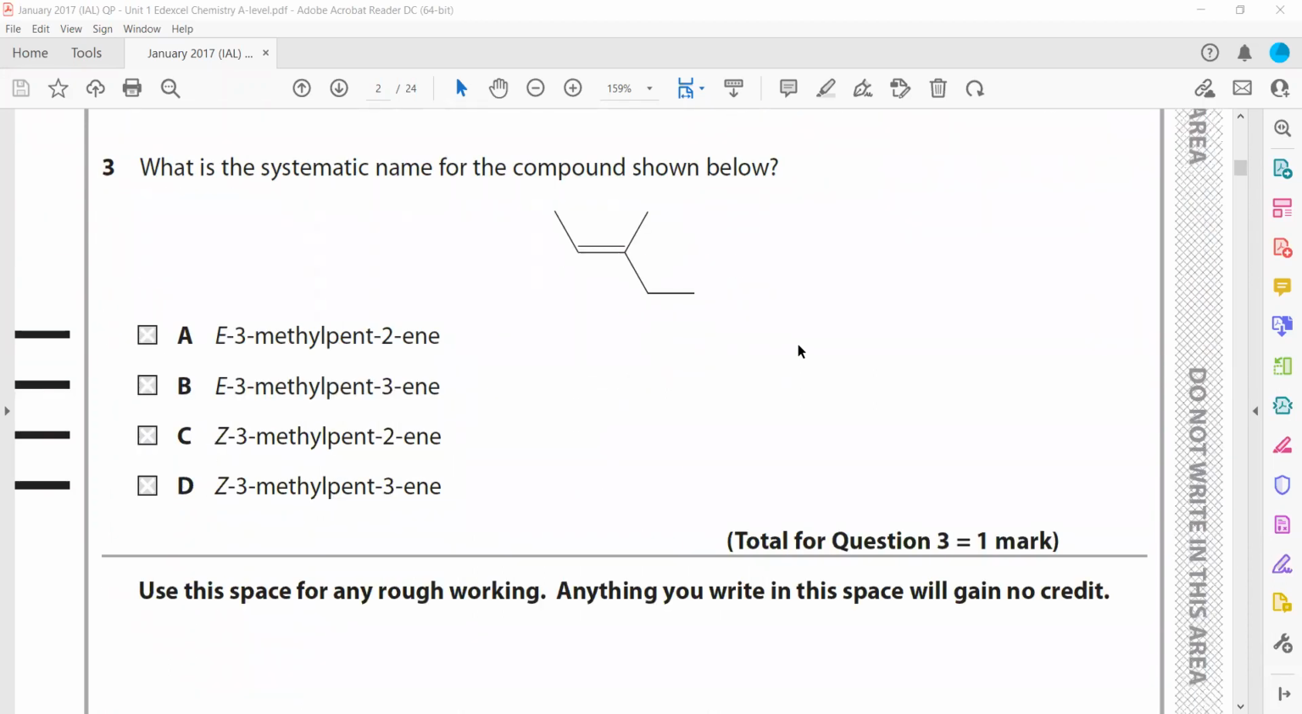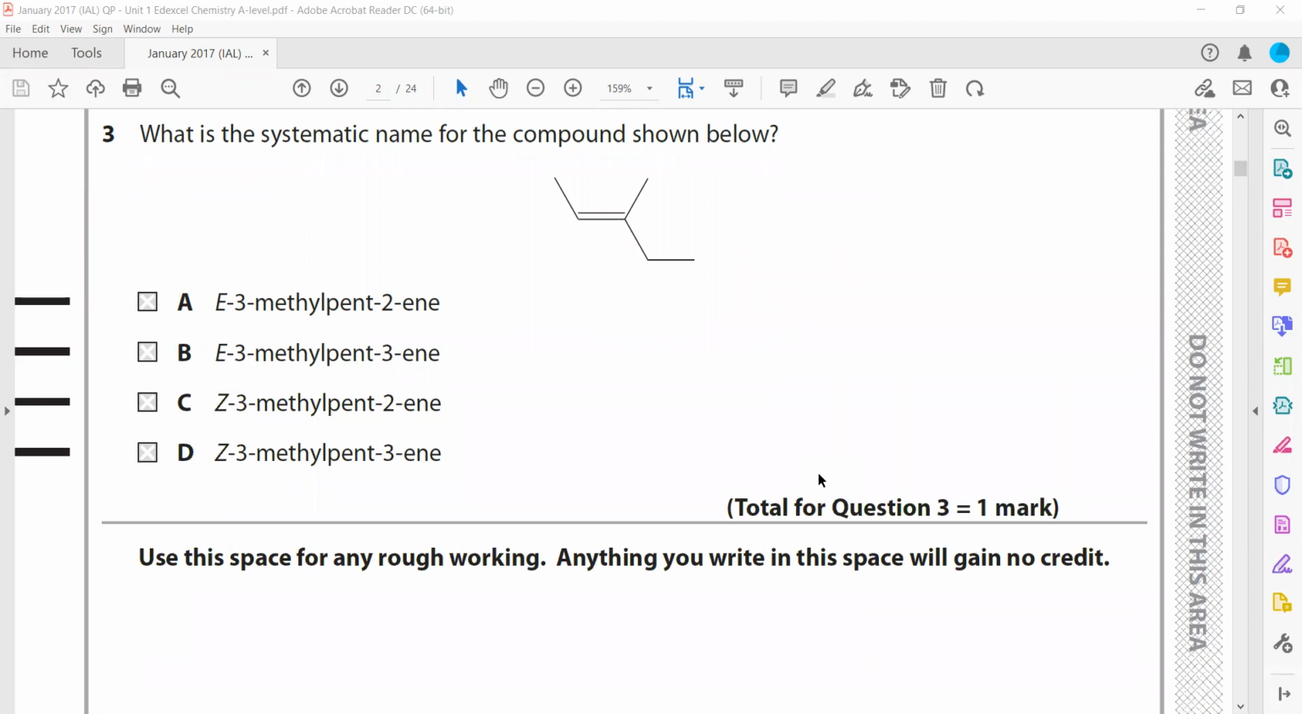What is the systematic name of the compound shown below? How do we identify the systematic name? The first thing, you select the longest carbon chain, and then the numbering should start from the nearest double bond. So we have to select the longest carbon chain. If I count 1, 2, 3, 4, 5, this is the longest carbon chain. The numbering should start from the nearest double bond, so 1, 2, 3, 4, 5. The second position has a double bond, so that is the nearest, and at the third position we have a branch.